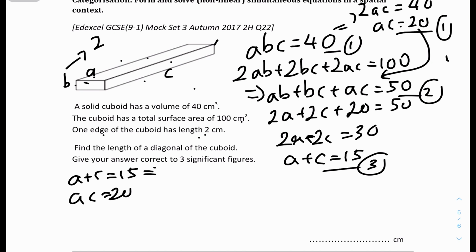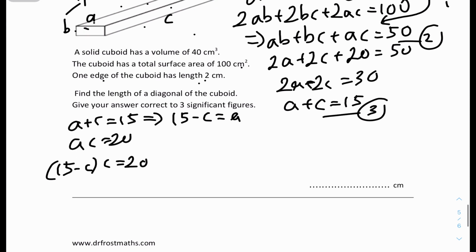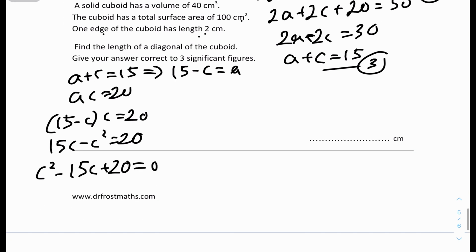We can rearrange this to get 15 minus C equals A. So it will be 15 minus C times C equals 20. So it will be 15C minus C squared equals 20. And rearrange the equation to get C squared minus 15C plus 20 equals 0. And now you will get 2 values for C, which will be either C is 13.52 or C is 1.48.